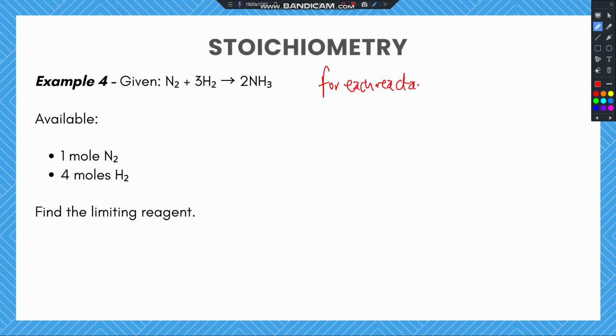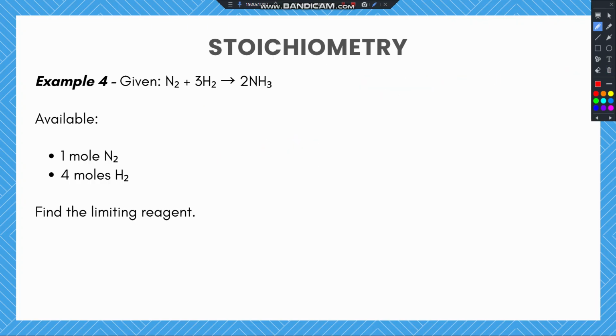we are going to get the amount of products that it can produce. So that means we're going to get the amount of products that each reactant can produce. The first reactant is nitrogen. We'll obtain the amount of products it can produce, and we'll do the same for hydrogen. Anyone that produces less is the limiting reactant. So let's apply that to this question.